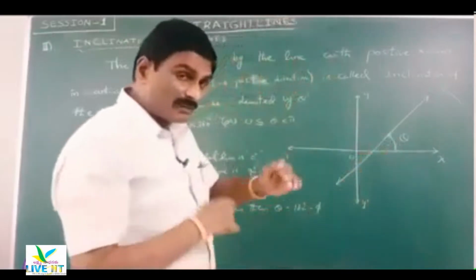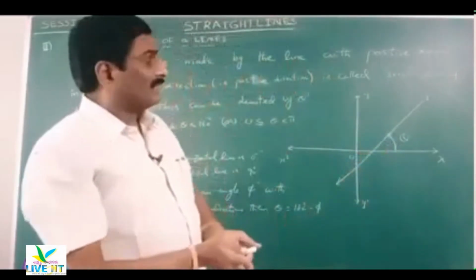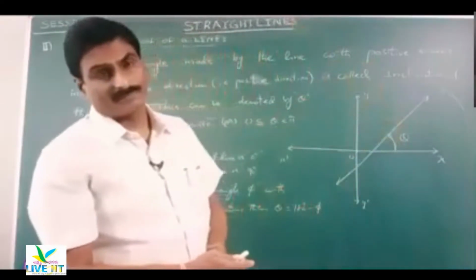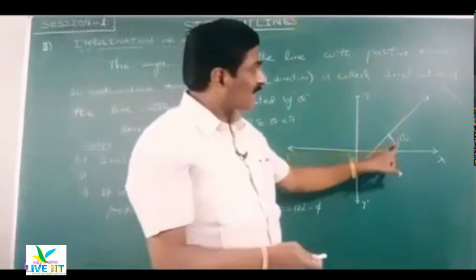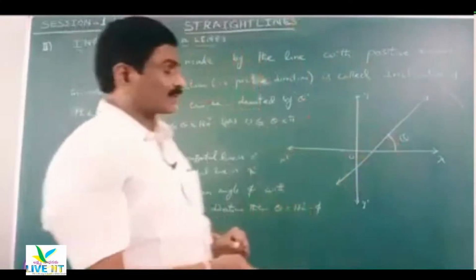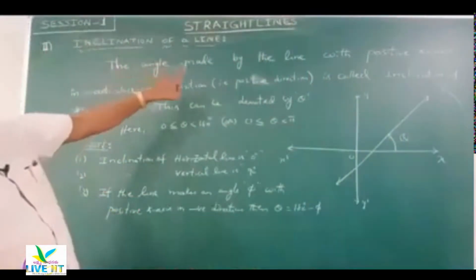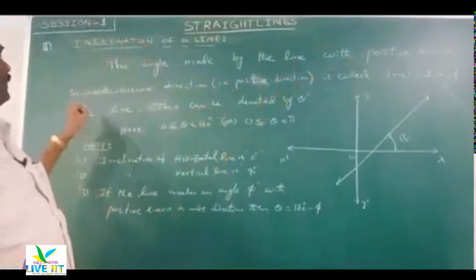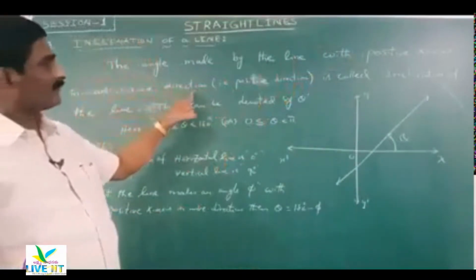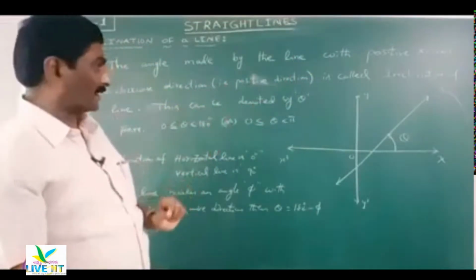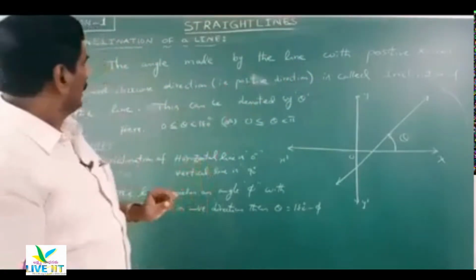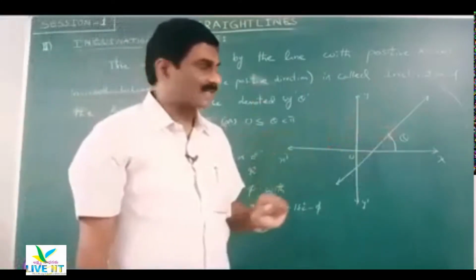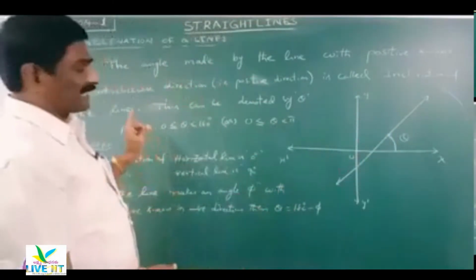Angle of inclination is nothing but the angle made by the line with positive x-axis in positive direction. This value is said to be angle of inclination. Okay, please note this value. The angle made by the line with positive x-axis in anti-clockwise direction, that is positive direction, is called inclination of the line. This can be denoted by theta.